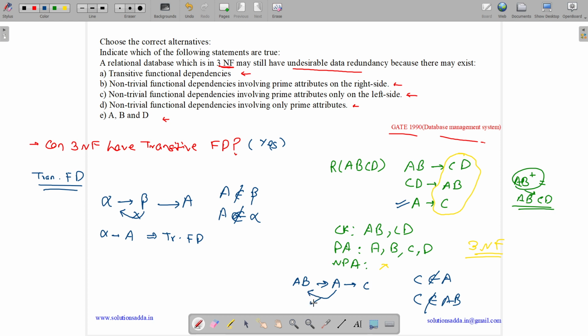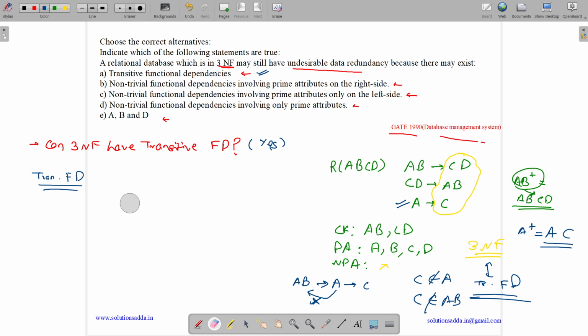No, A can't determine AB because A can determine only A as well as C. What is A closure? A closure is A and C. And can we determine anything with AC? No. So A can't determine AB because A can't determine B. Thus, this is a transitive functional dependency and it is in 3NF. So, 3NF can have a transitive functional dependency. So, this is true. Now, let us see the next option.